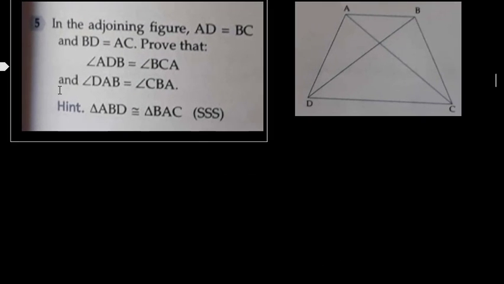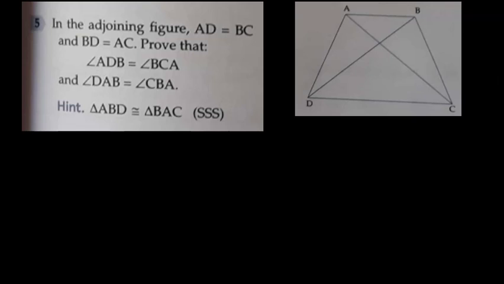Next question. In the adjoining figure, side AD is equal to side BC, and side BD is equal to side AC. These two sides are equal. In the adjoining figure, BD is equal to AC and AD is equal to BC.